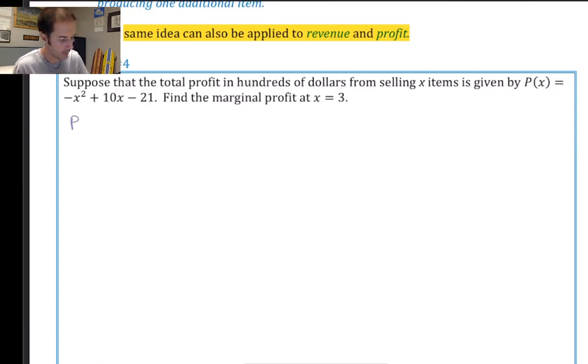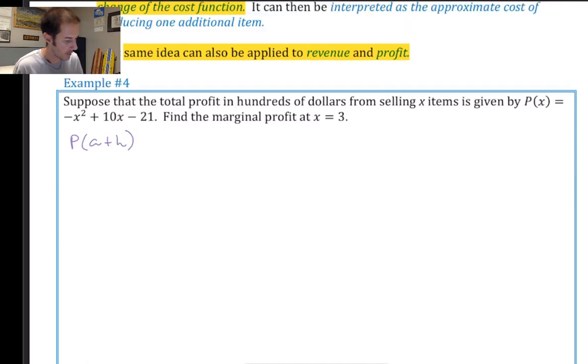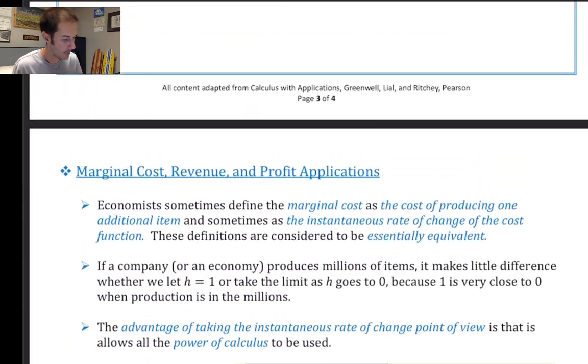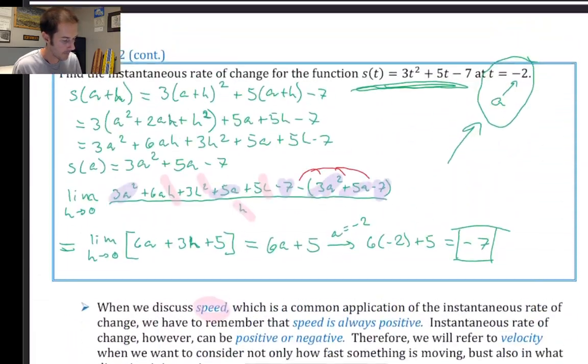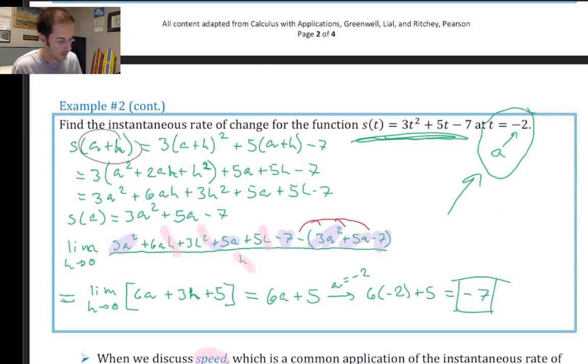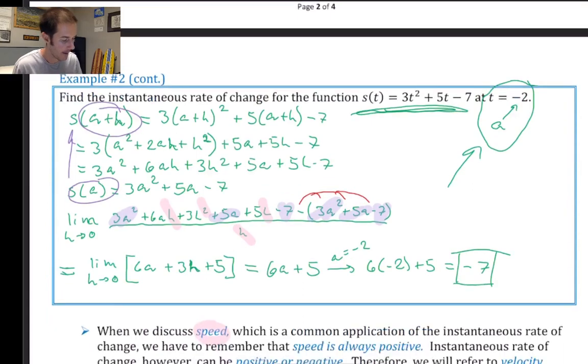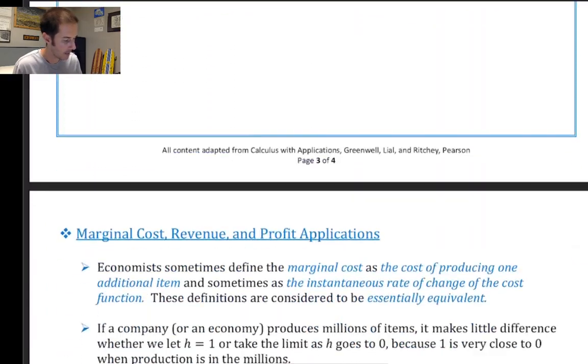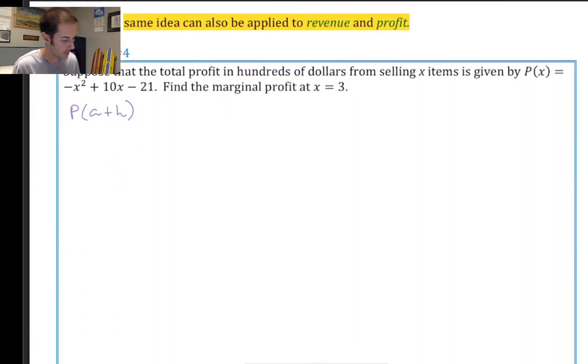All right, p of x is our profit function. I'm going to use p of a plus h, still using the a plus h even though the name of the function has changed, and then we'll figure out p of a. So if you want to be working ahead of me on this problem and then comparing your work to my work, you're welcome to. P of a plus h. All right, so I've got negative.